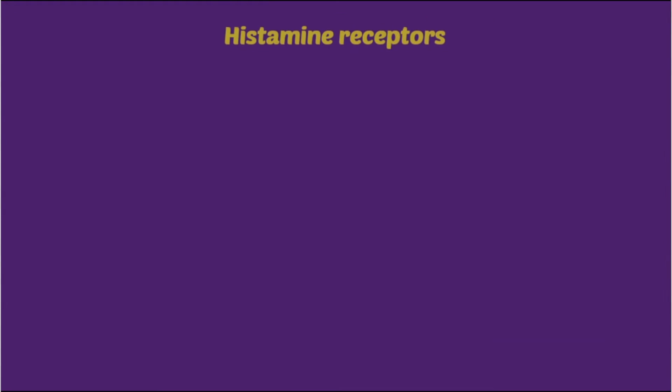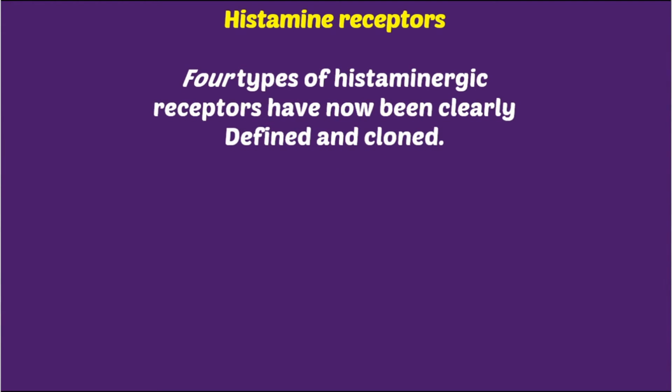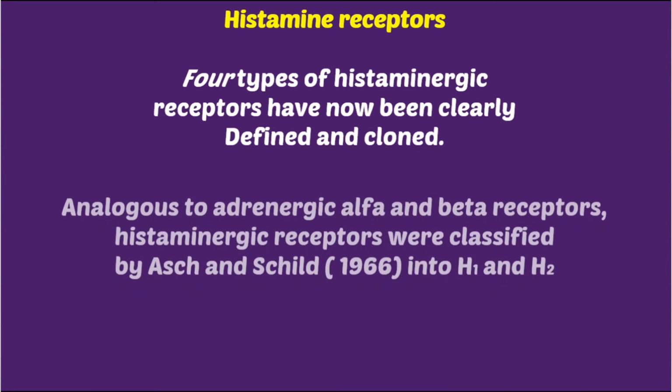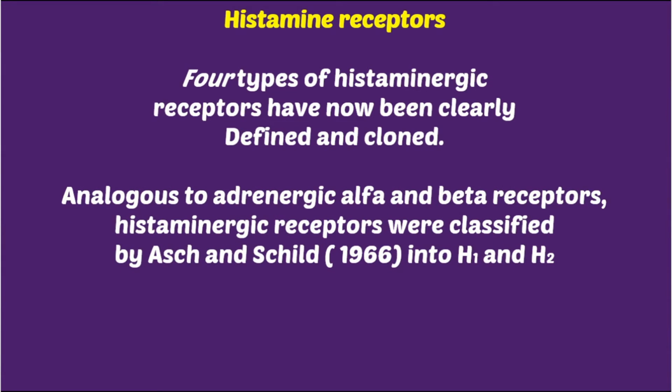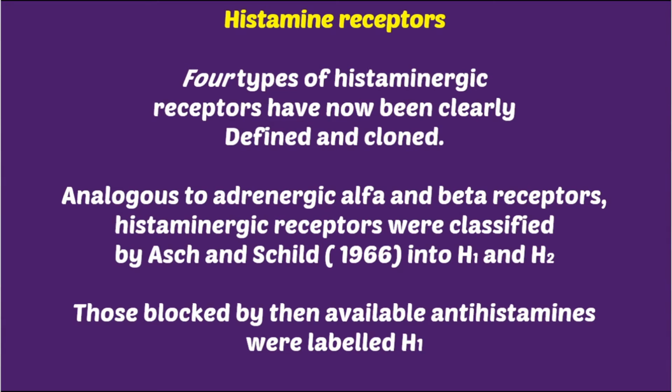Moving on, histamine receptors. Four types of histaminergic receptors have been clearly defined and cloned. Analogous to adrenergic alpha and beta receptors, histaminergic receptors were classified by Ash and Schild into H1 and H2 receptors. Those blocked by the available antihistaminics were labeled H1. So the H1 receptor was labeled by the blockers available in 1966.